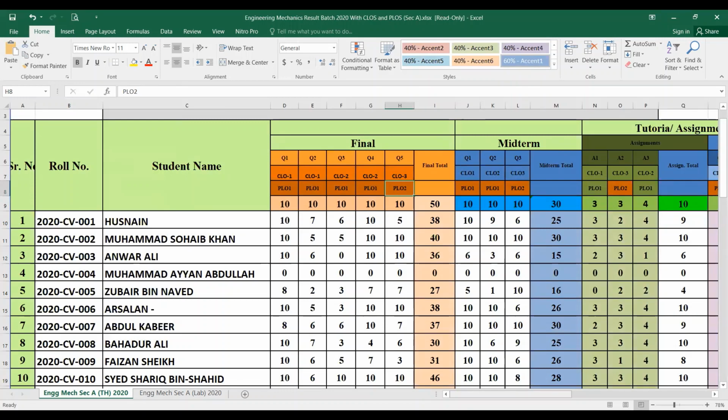This is the final exam activity, and I have given 5 questions in the exam, and each question is marked as 10 marks, because it was a 50 marks question paper. Now I put in each question's marks of the student, whatever he or she attained.